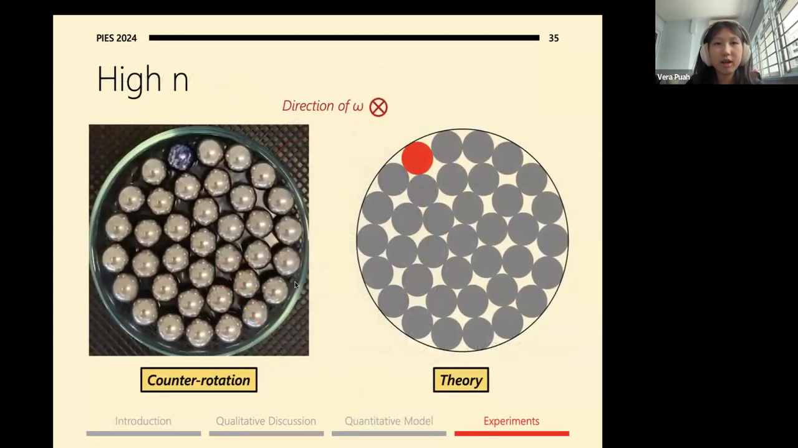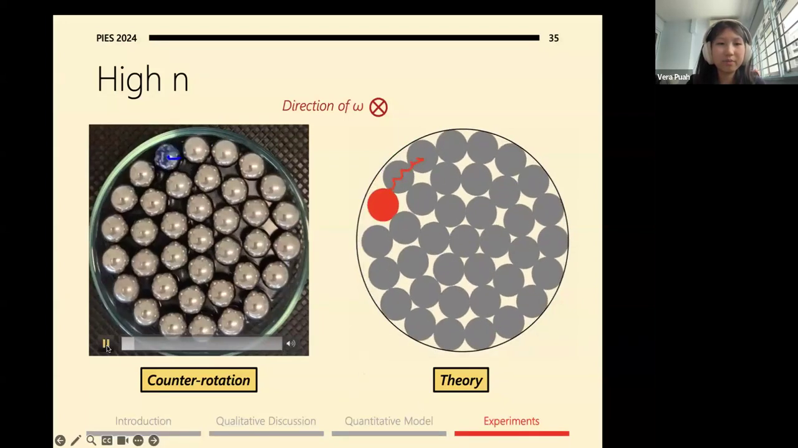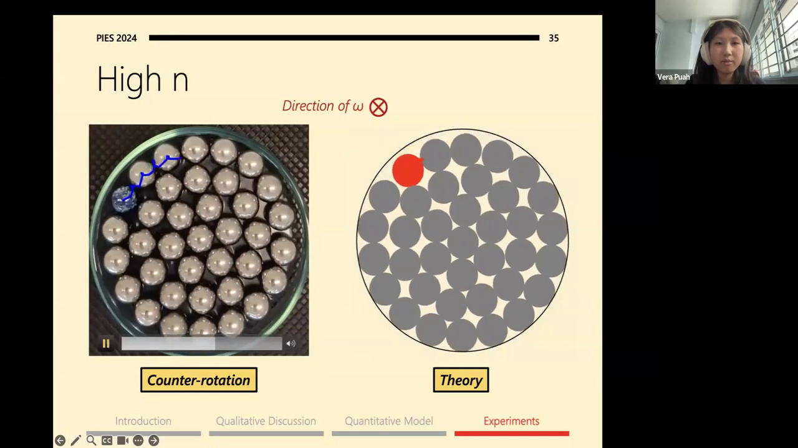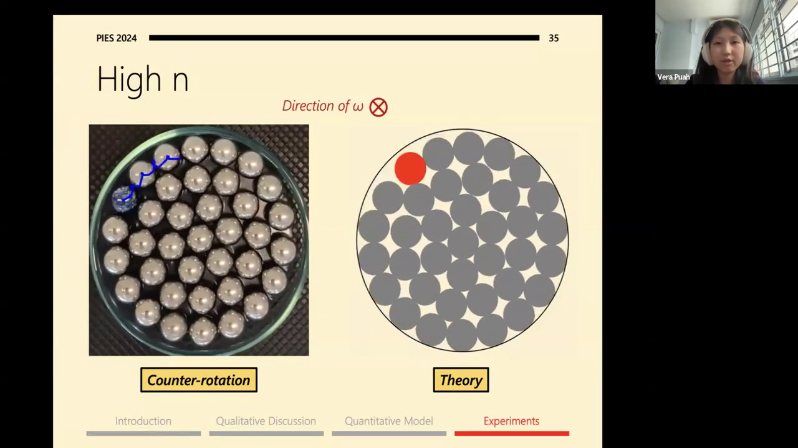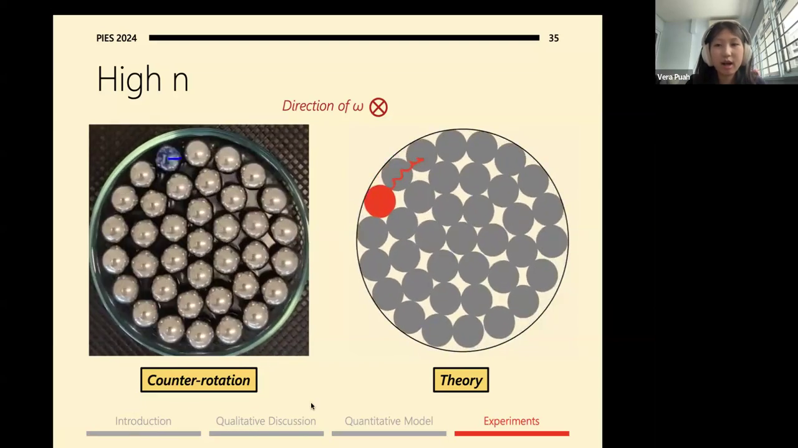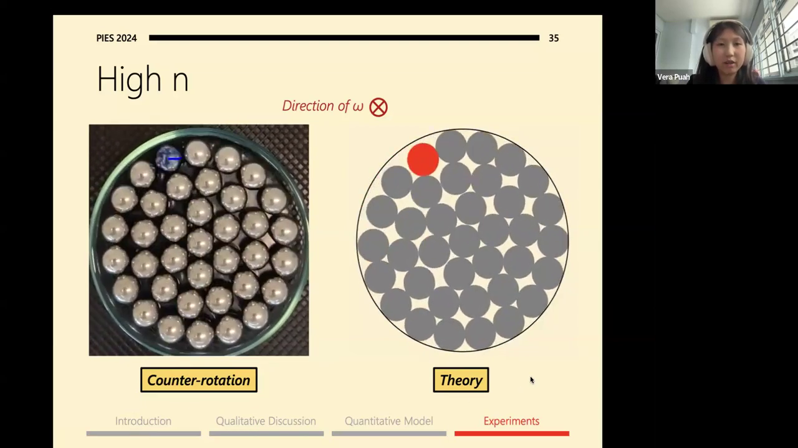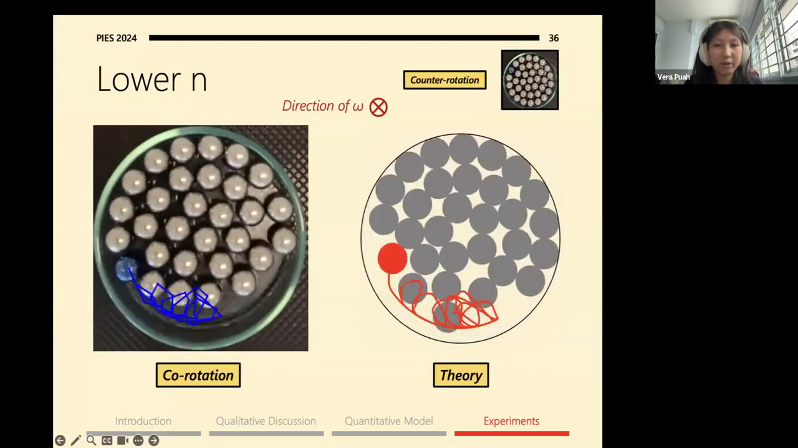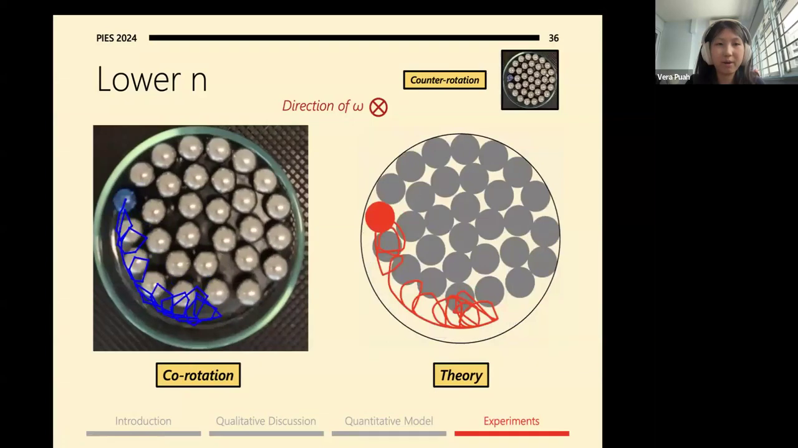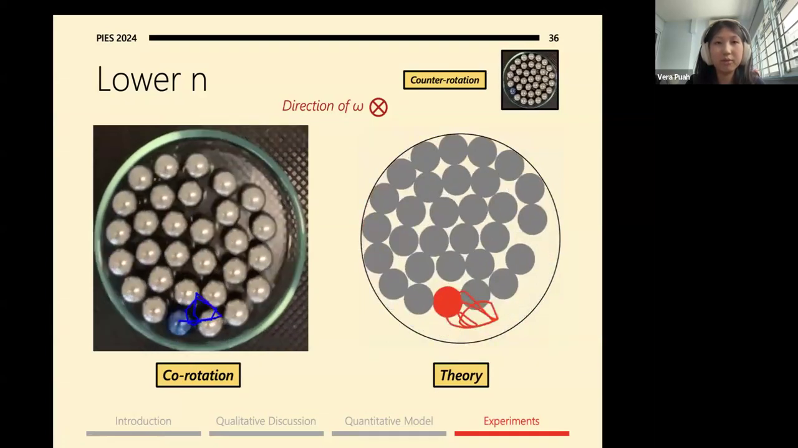So another case I've done is I've basically fully packed the container and checked whether I observe co-rotation or counter-rotation. So as you can see here, both theoretically and experimentally, I've got very, very similar ball paths going on. And I can observe the same thing if I look at lower end as well. The paths of the balls are actually very close, demonstrating good predictive power of the theoretical model.